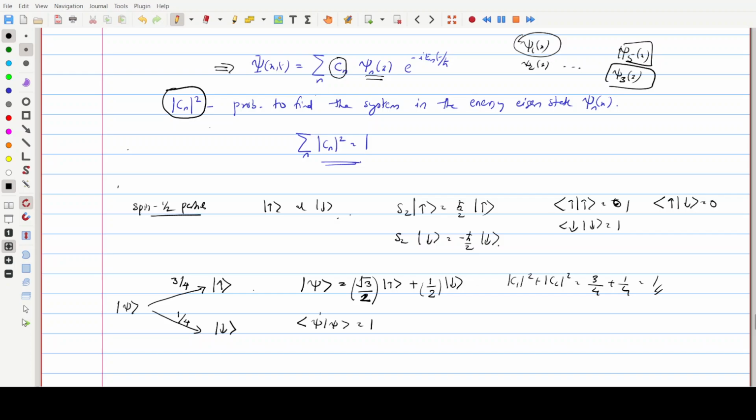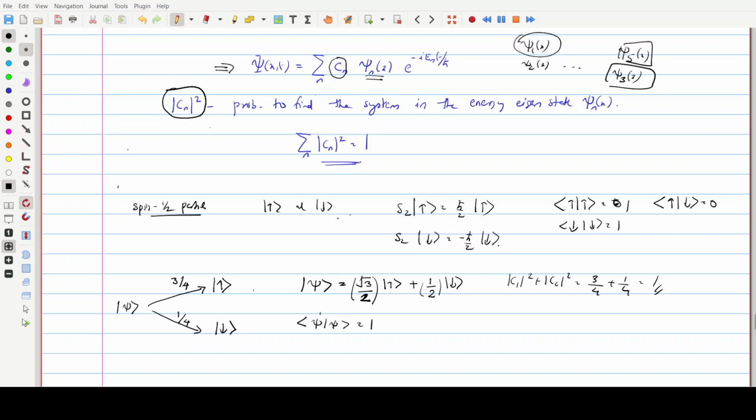So if you perform a very large number of experiments, maybe 1 million times, then one quarter of the times the spin of the system will collapse to spin down, and three-quarters of the times it will collapse to spin up. So that is basically the meaning of this expansion coefficient. If the state is given in terms of a superposition of different eigenstates, then that easily represents the probability to collapse that state into that particular eigenstate.